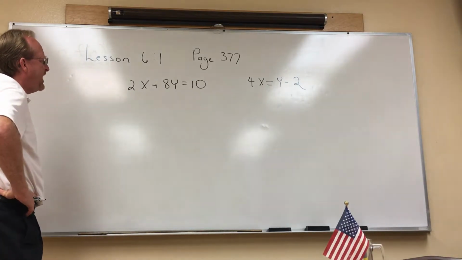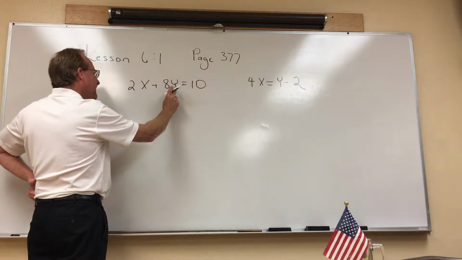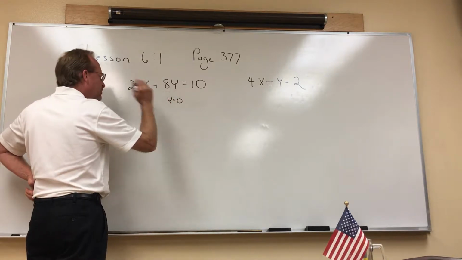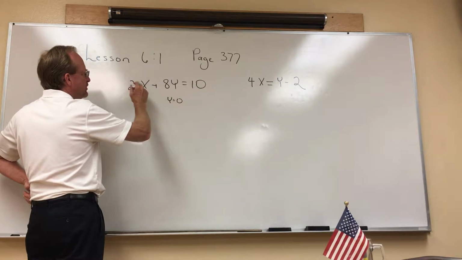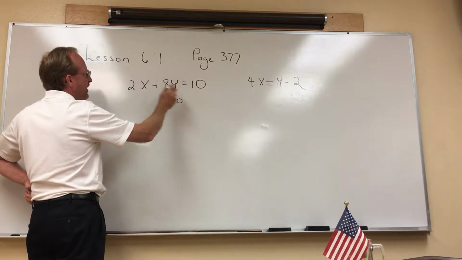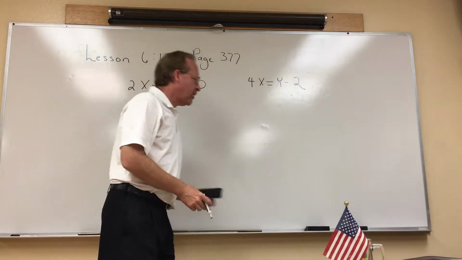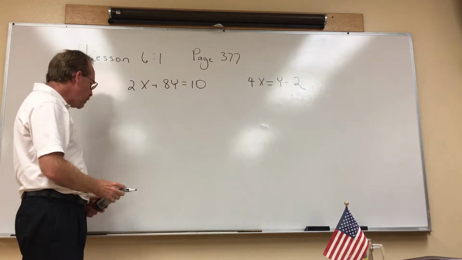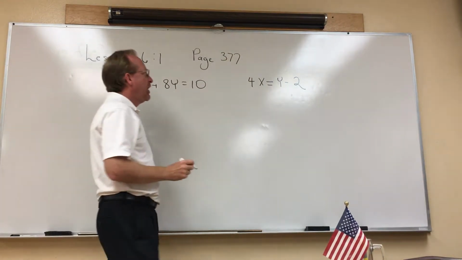Wouldn't it be great if we just knew what one of these was? For example, let's say we knew that y was equal to 0. If we knew that, then we would know, okay, that's 0, so 2 times something is equal to 10. Oh, well, that's easy. That's got to be 5. Right? Well, there is a way that we actually do know what y is, if you think about it.